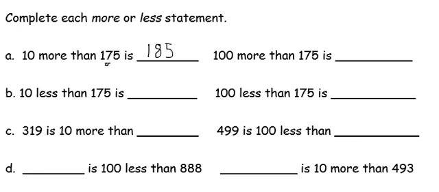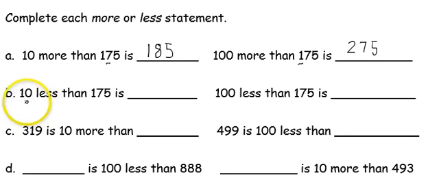100 more than 175 means that I'm going to look at my hundreds place. If I start with 1 in my hundreds place, I'm going to add another 100 to that. Now I have 2 in the hundreds place, 7 tens, and 5 ones, for a total of 275.